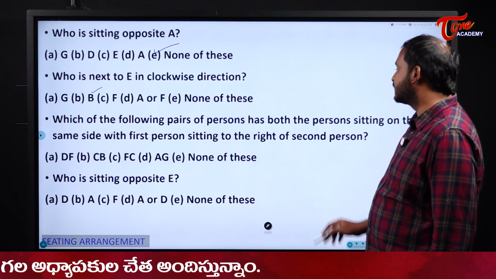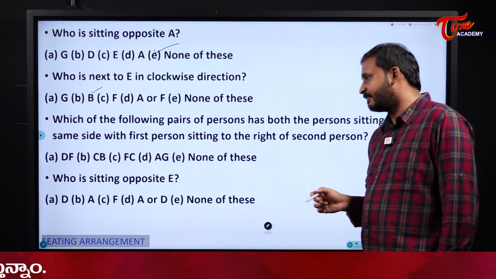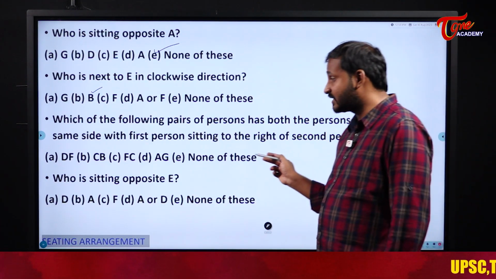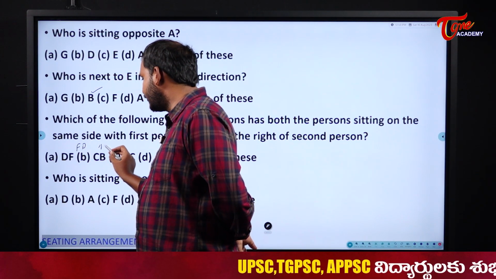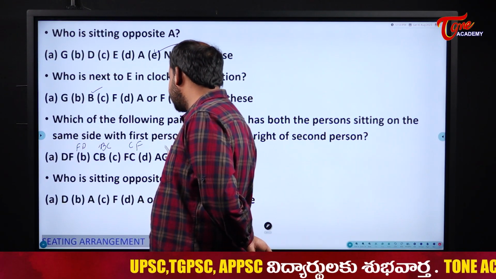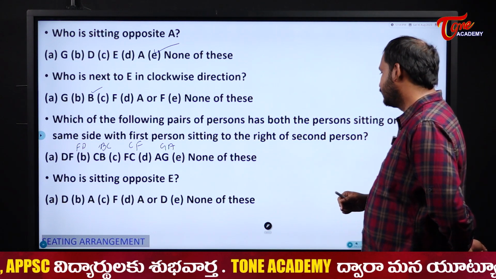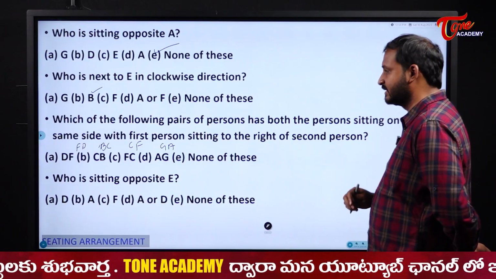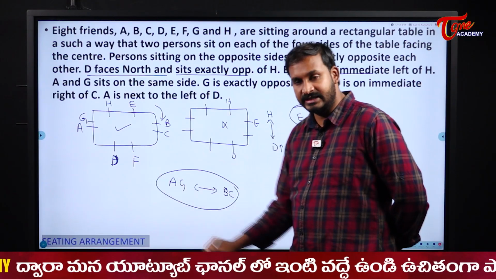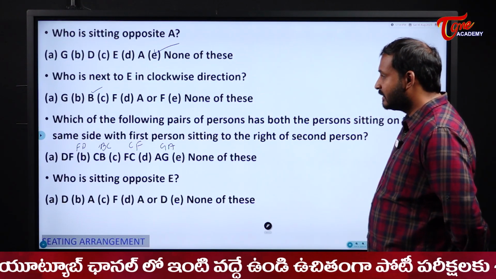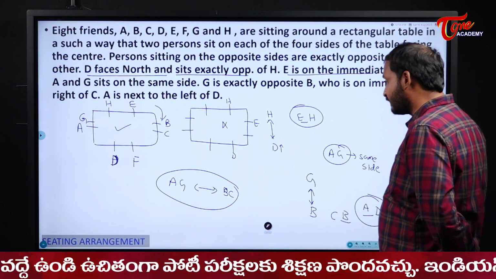Which of the following pairs of person has both the person sitting on the same side with first person sitting to the right of second person? First person should sit right of second person. So already I told you, that means how it should look: FD, BC, CF, GA. FD: F's right side is not D, F's left is D. So the first option is wrong. Next, BC. No, B's left side is C. That one is also wrong.